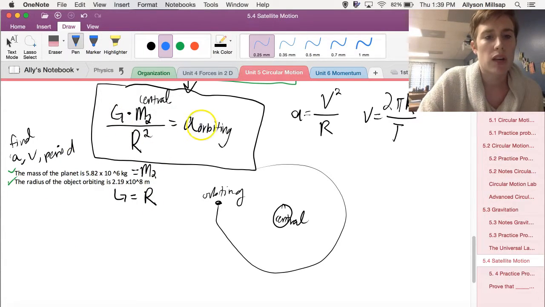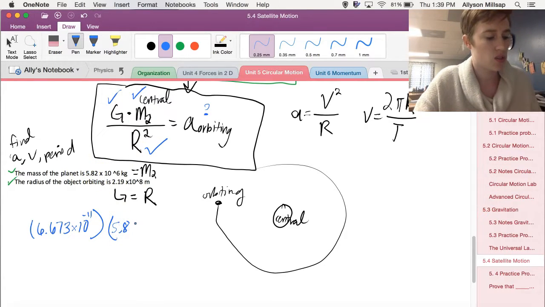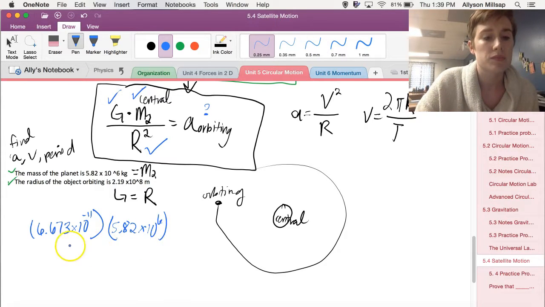Okay, so if we use this first formula, when we're looking for acceleration of the orbiting object, we have radius, we have M2, and G is always given to us. So we can just divide these to find my acceleration. G is always this value. You don't have to memorize it. It will be given to you. M2 I was given, it's right here, 5.82 times 10 to the 6th, divided by my radius squared.